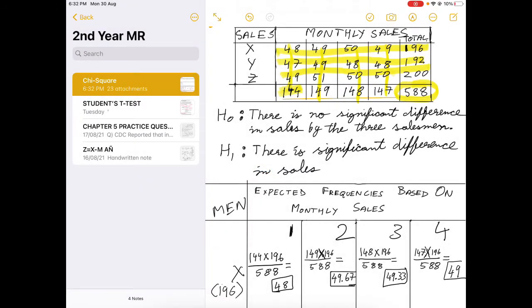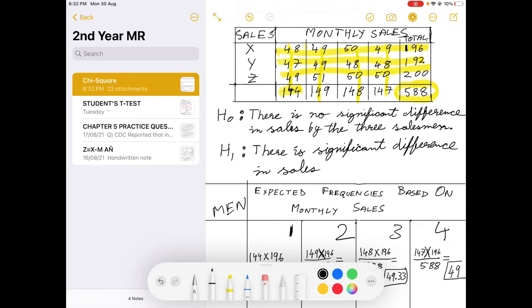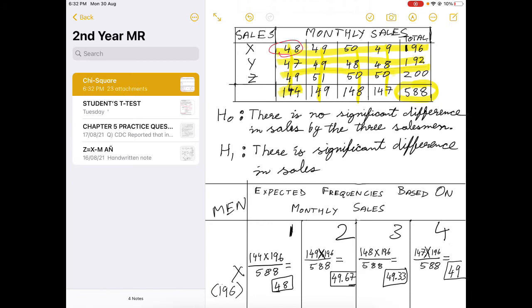So here, for example, for the first cell, so let me just show you 1 second. For the first cell, where the salesman in the first month, how much he is selling, we want to know the expected value based on the data. We take the total 196 of his sales, multiply it by the total monthly sales of 144, and divide it by 588. So that is what we do here to get 48. This is the expected value, 48 is the expected value.